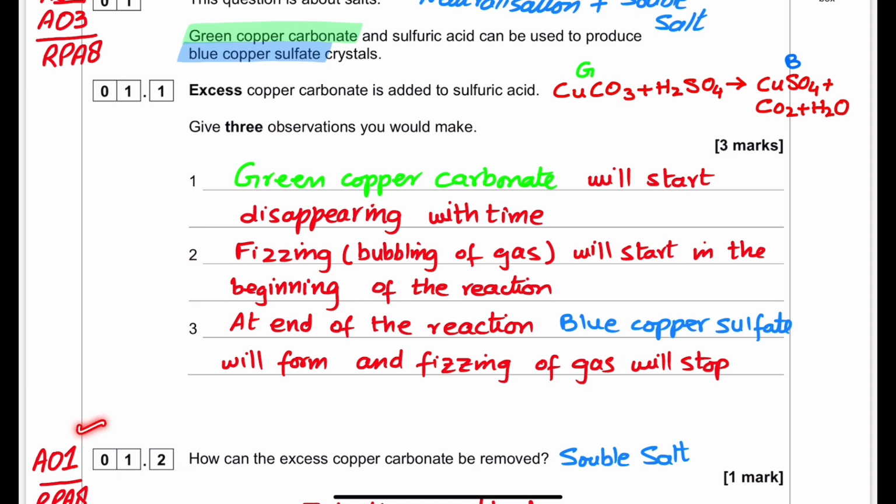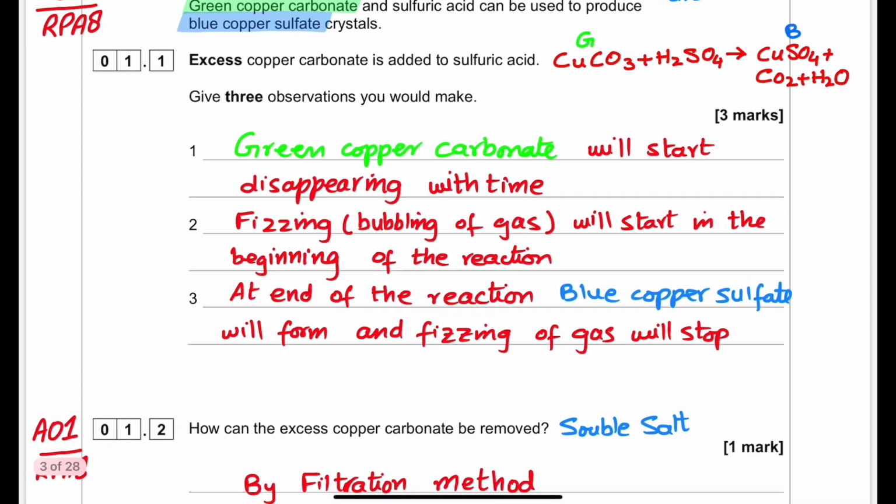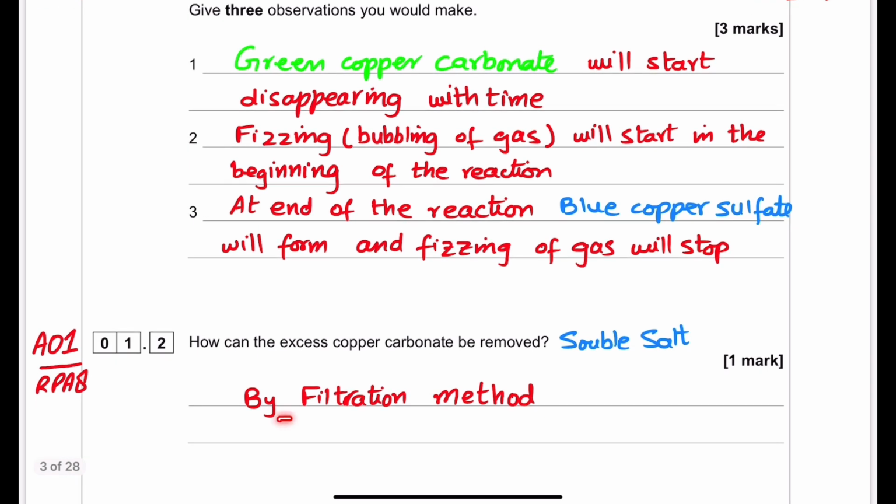1.2 is an AO1 question from the same practical activity number 8. How can the excess copper carbonate be removed? So this topic is from the soluble salts. The insoluble copper carbonate which is left behind can be removed by the process of filtration, or you can write filter out the excess copper carbonate. So the model answer is by filtration method, or the student can write filter out excess copper carbonate from the solution.